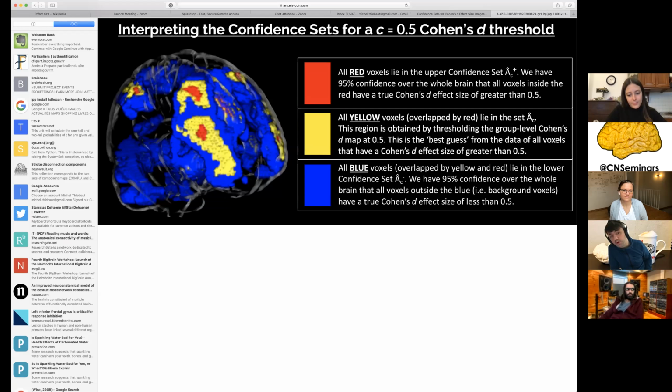And the red one is the area where you have most of the effect and the difference that is related to the function that you're studying. And this is at the group level. So you can imagine that a lot of effect size is lost due to inter-individual variability.